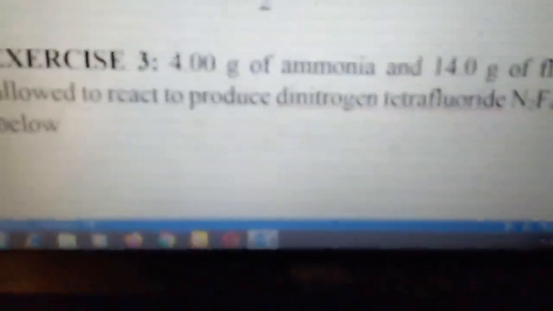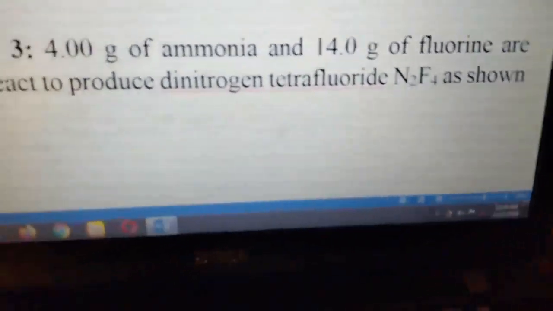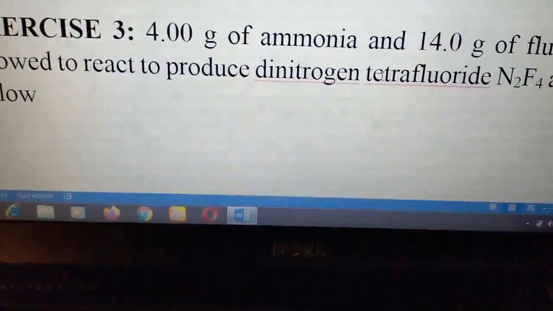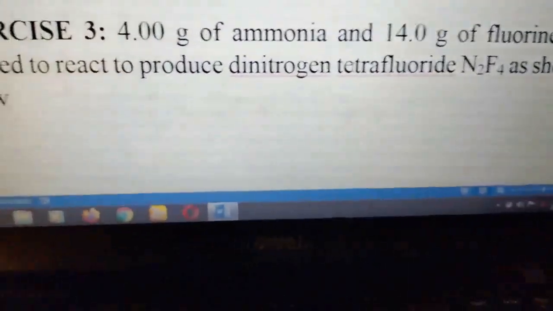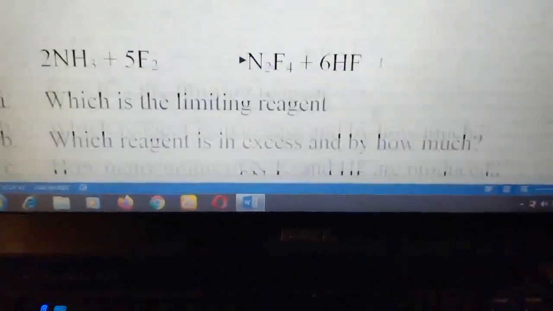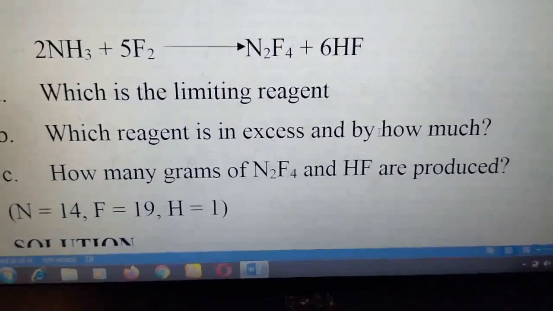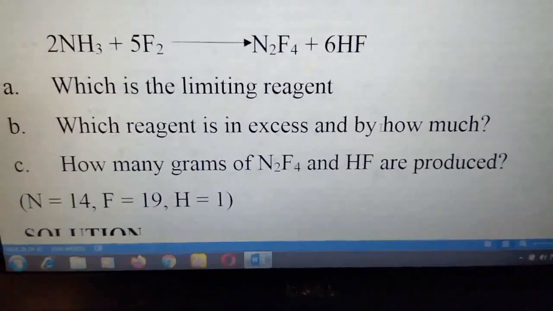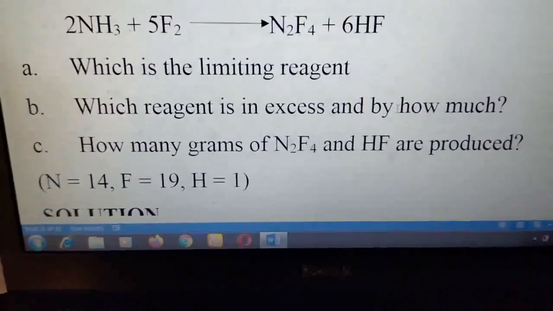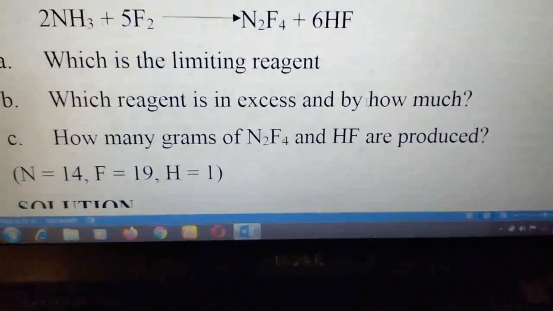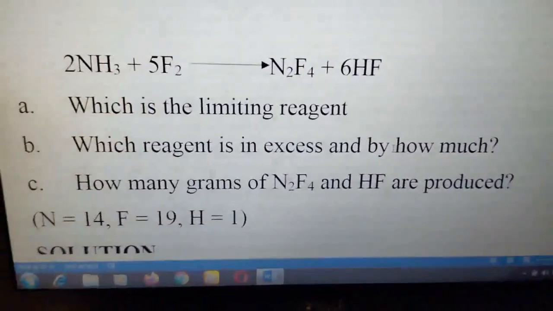Exercise 3 says 4.00 grams of ammonia and 14.0 grams of fluorine are allowed to produce dinitrogen tetrafluoride, N2F4, as shown below. We have the equation between ammonia and fluorine, giving us dinitrogen tetrafluoride and then hydrogen fluoride. We ask: which is the limiting reagent? Which reagent is in excess and by how much? How many grams of dinitrogen tetrafluoride and hydrogen fluoride are produced?